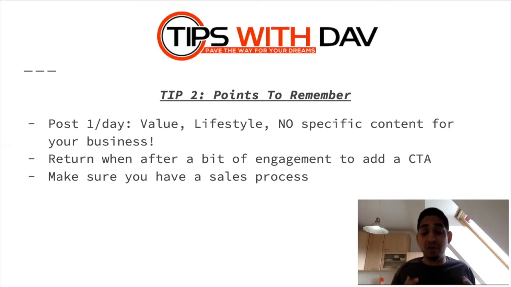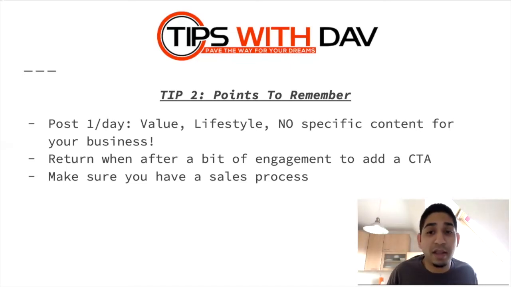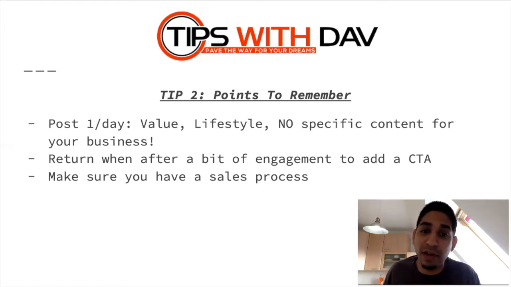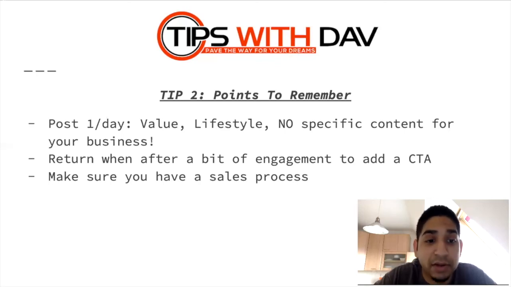So you're marketing yourself. The difference is when you own a business and you start to market your own business, you're marketing yourself through your own business. So that's okay. But if you don't have your own business, you're doing affiliate marketing, then concentrate on yourself. Remember that, okay? And return back to your post after you get a bit of engagement, and then add a CTA. A CTA is basically a call to action, okay? Make sure you have a sales process for that call to action. I'm going to show you this in real life, okay?